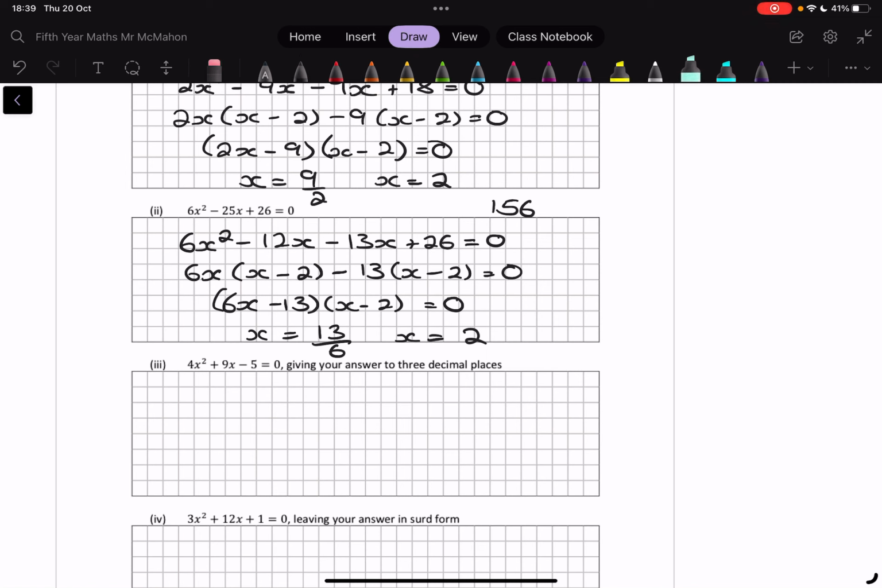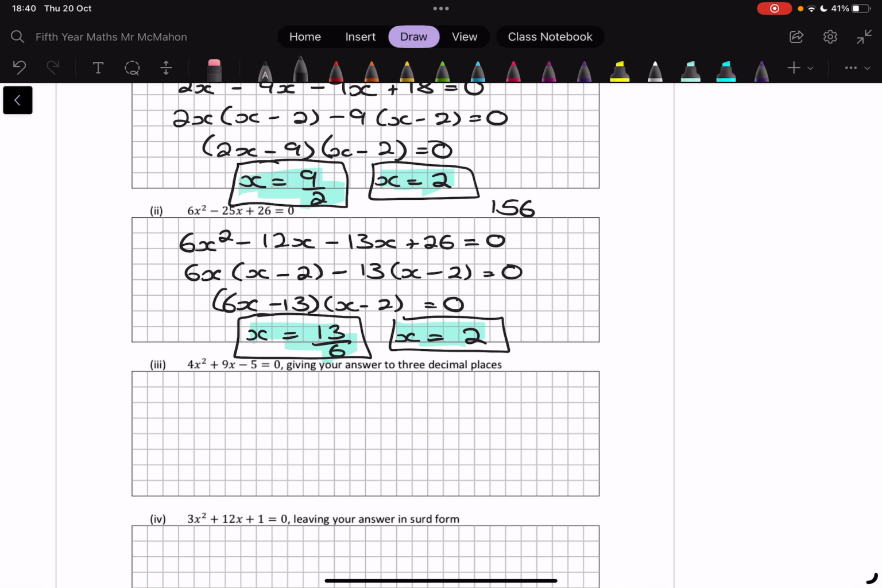Okay, and again, for both questions there, we can highlight our answers just to make it really clear to an examiner what our answers are. So highlight or box or do both, whichever. Just making it really clear.